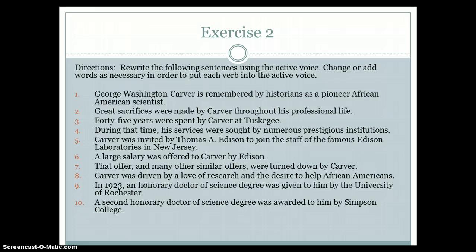Exercise number 2, all 10 of these sentences are written in the passive voice. You need to rewrite them using the active voice. Again, you can change or add any words as necessary to do that. Again, I would recommend that you pause the video now to complete this exercise.